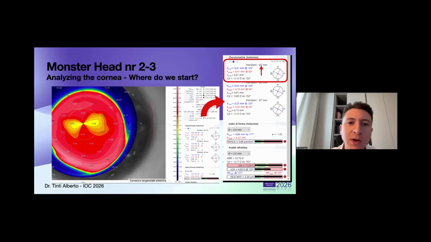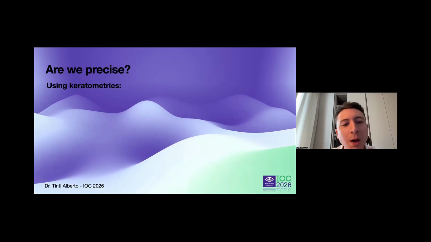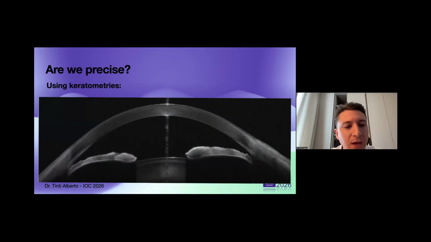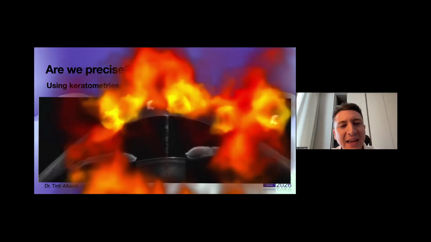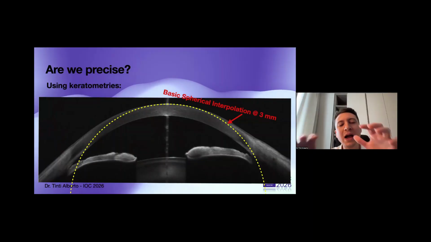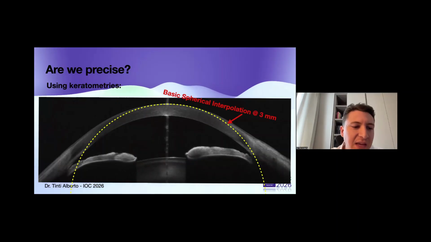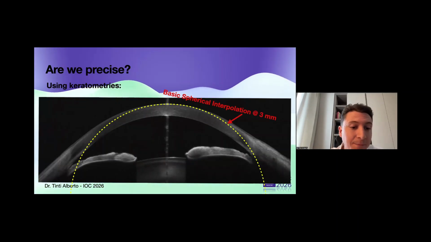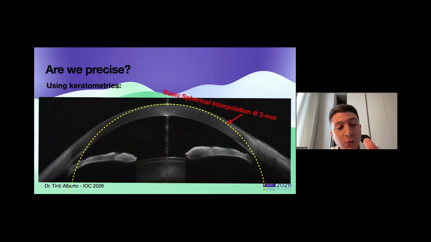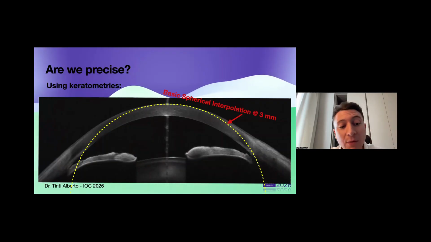Let's take a look at what keratometry actually does. Here we have a cross-section of the cornea, and keratometry tries to fit a simple curve over a very small central area. As you can see here, it fits quite well in the center, right? But as soon as we move away from the center, the fit becomes very poor. So this is the problem, basically.